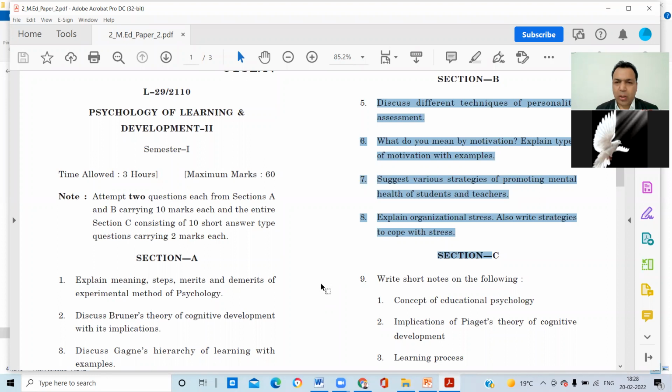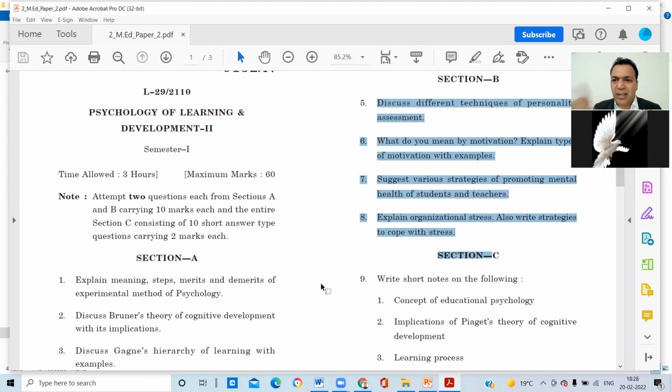Seventh question is, suggest various strategies of promoting mental health of students and teachers. And last is explain organizational stress. Also write strategies to cope up with stress. So guys, if such kind of a question comes, all the four are very easy and all the four are stretchable. You can stretch, you can select anyone.